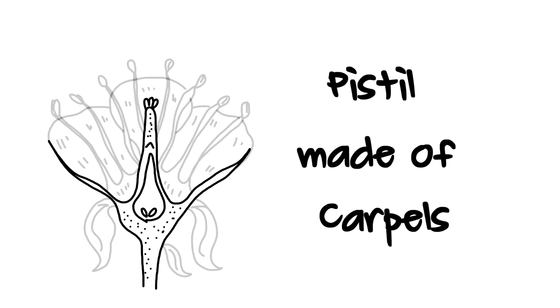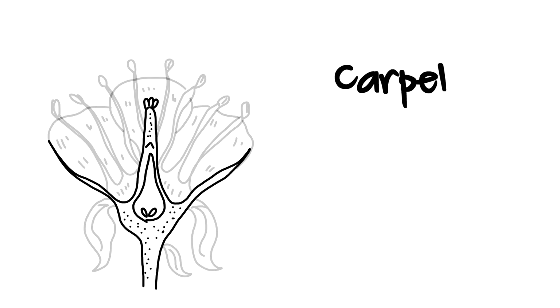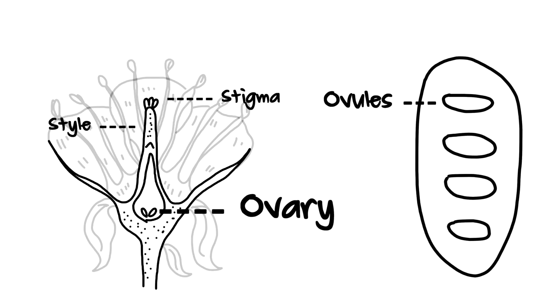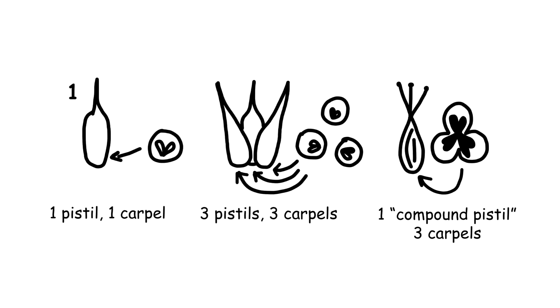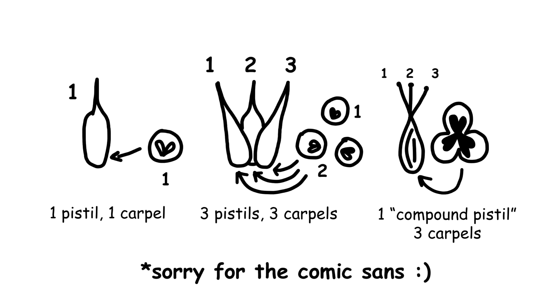A pistil can contain multiple carpels, and a carpel contains the stigma, style, and ovary. Zooming in, the ovary has ovules, which are like the eggs, and locules, which is basically the space between those eggs. You can see how many carpels a flower has by counting the separate styles, while you can see the number of pistils by counting the number of separate ovaries.